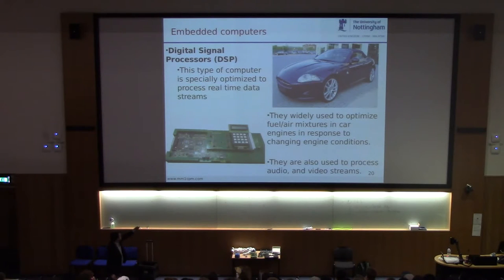So the thing about these is they're very good at taking in lots of information streams and then doing something. And you'll meet these when you start to program things like engines. They're called digital signal processors because they are good at processing signals.